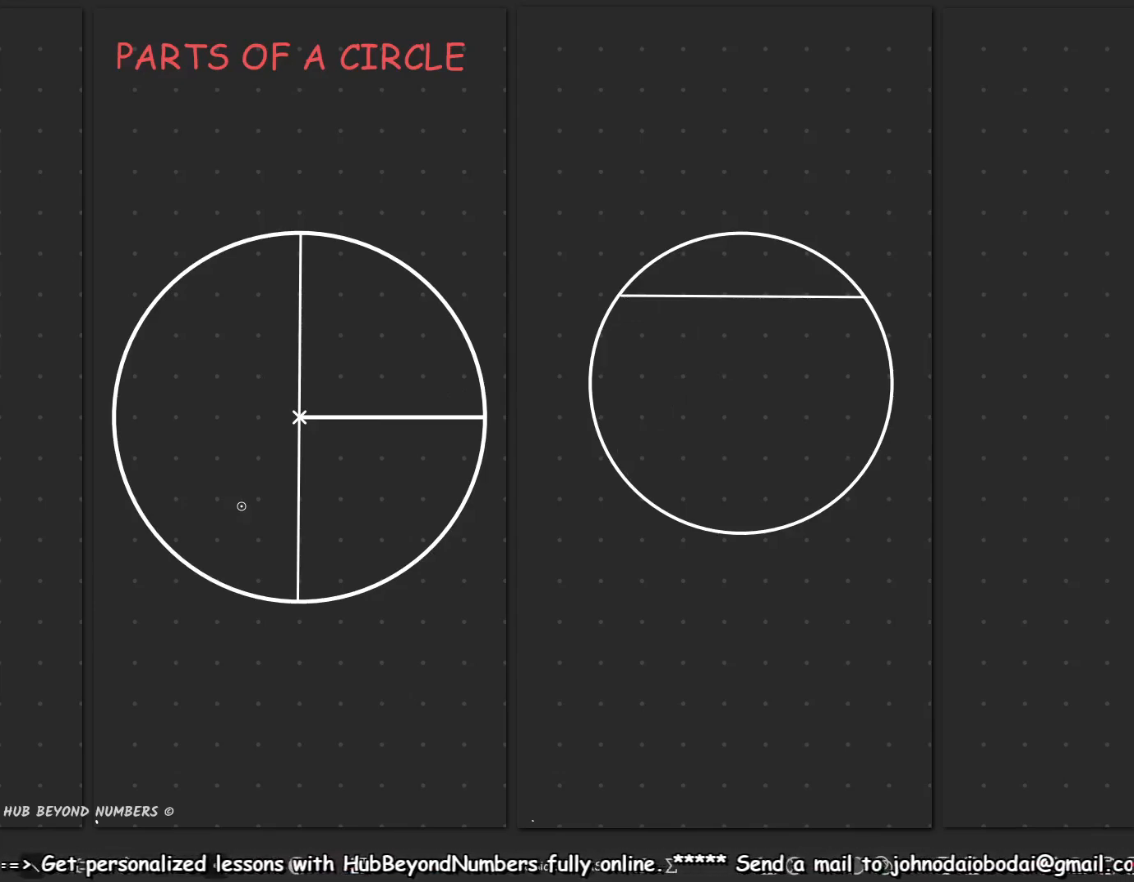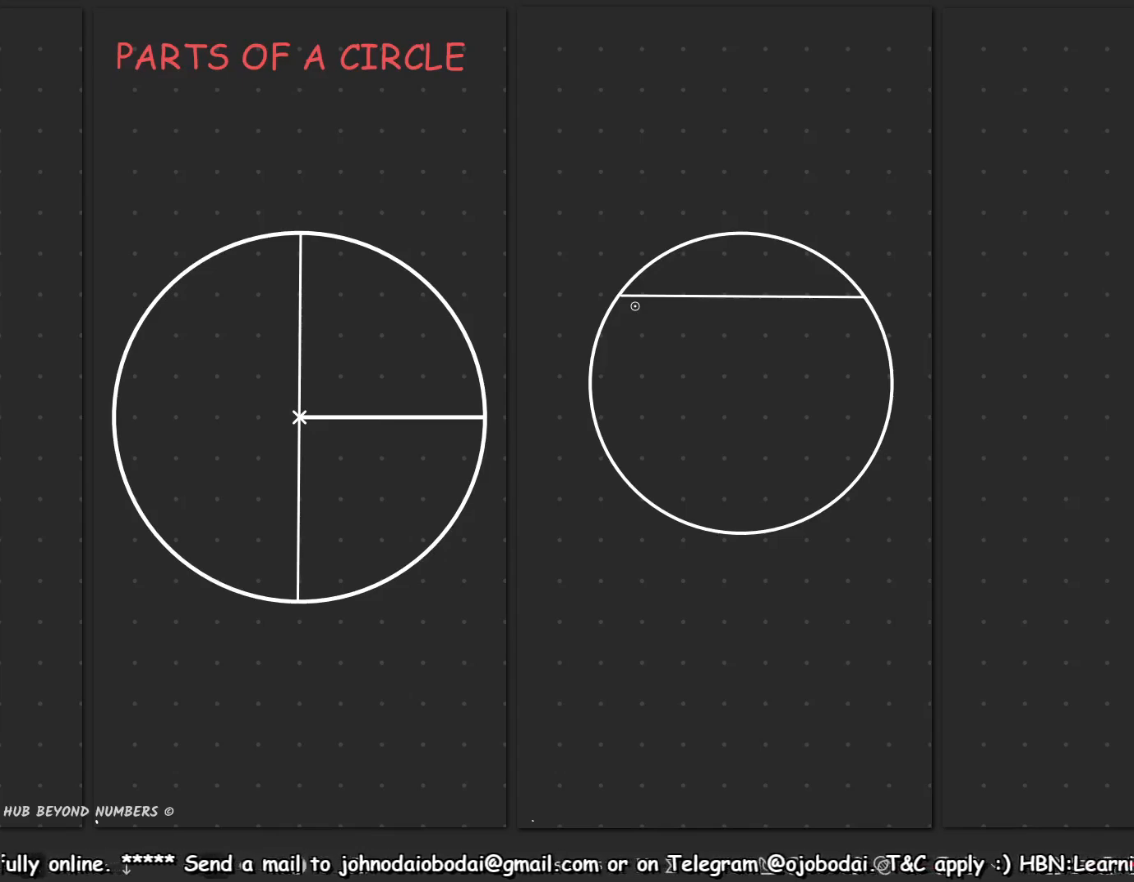So a chord is just a straight line that joins two points on the circumference. So this point to this point becomes a what? A chord. That is, this line here becomes a chord, so far as it is touching two points on the what? On the circumference. Now, if you draw a chord, you realize that it divides your circle into two equal parts.